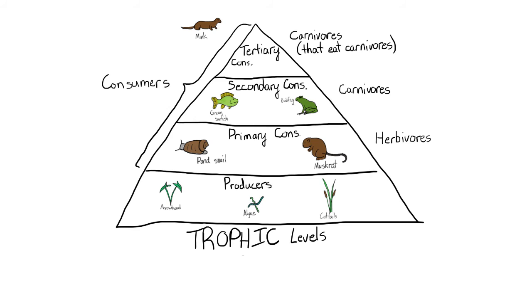Some things, many things, in fact, are both secondary consumers and primary consumers. This would be an omnivore, something that eats meat but also eats plants. So organisms can fall into multiple categories here.